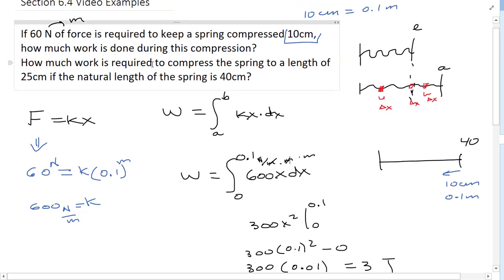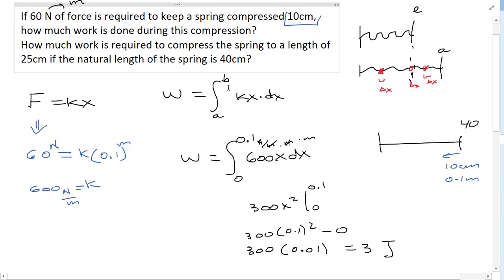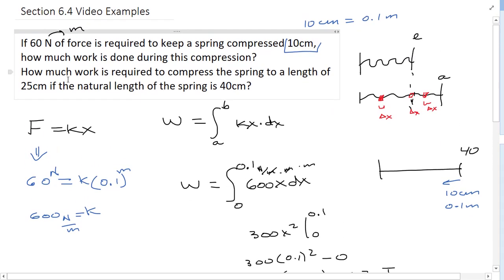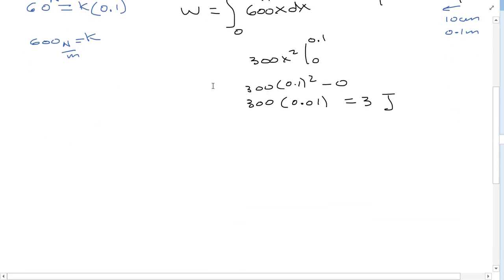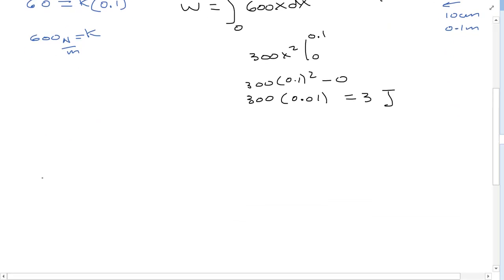Now, how much work is required to compress the spring to a length of 25 centimeters from 40? Notice this is giving us a specific length when the spring reaches 25 centimeters, not compressing it 25 centimeters. So we have to pay attention to the wording. For that part, even though I don't have a part B, I'm going to call it B: compressing to 25 centimeters.